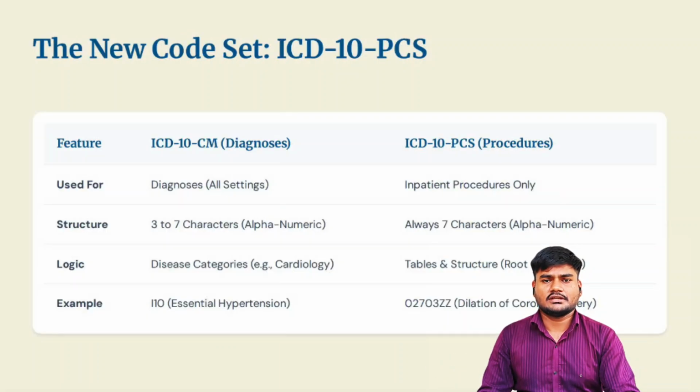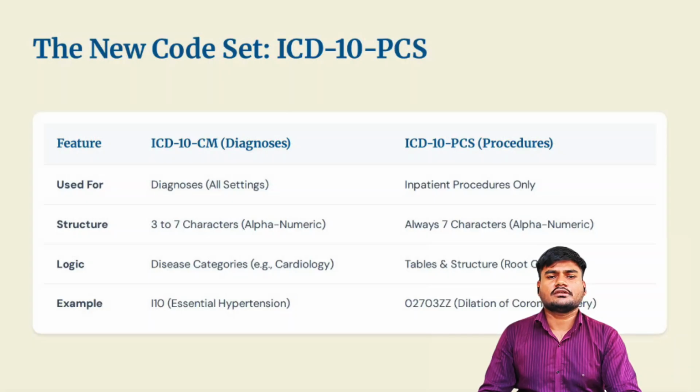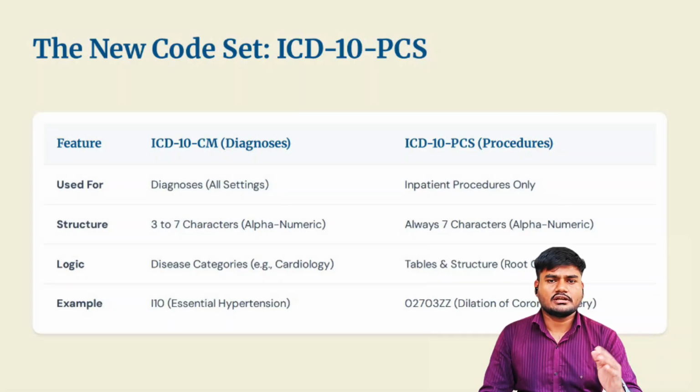Decoding ICD-10-PCS. ICD-10-PCS is a visual 7-character coding graphic. This new code set is powerful. It is always 7 characters and is built like a structured language. You have to know the 7 characters.